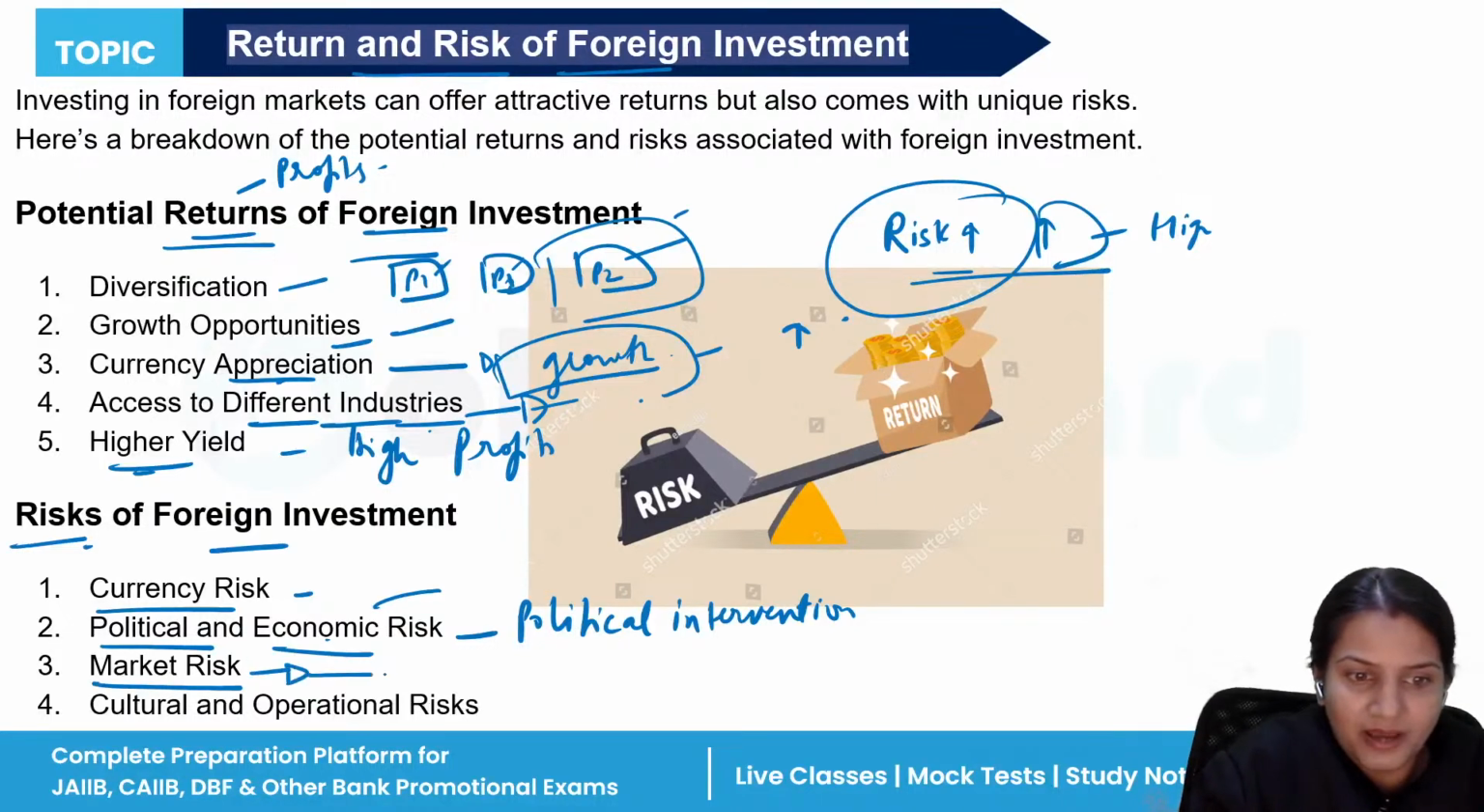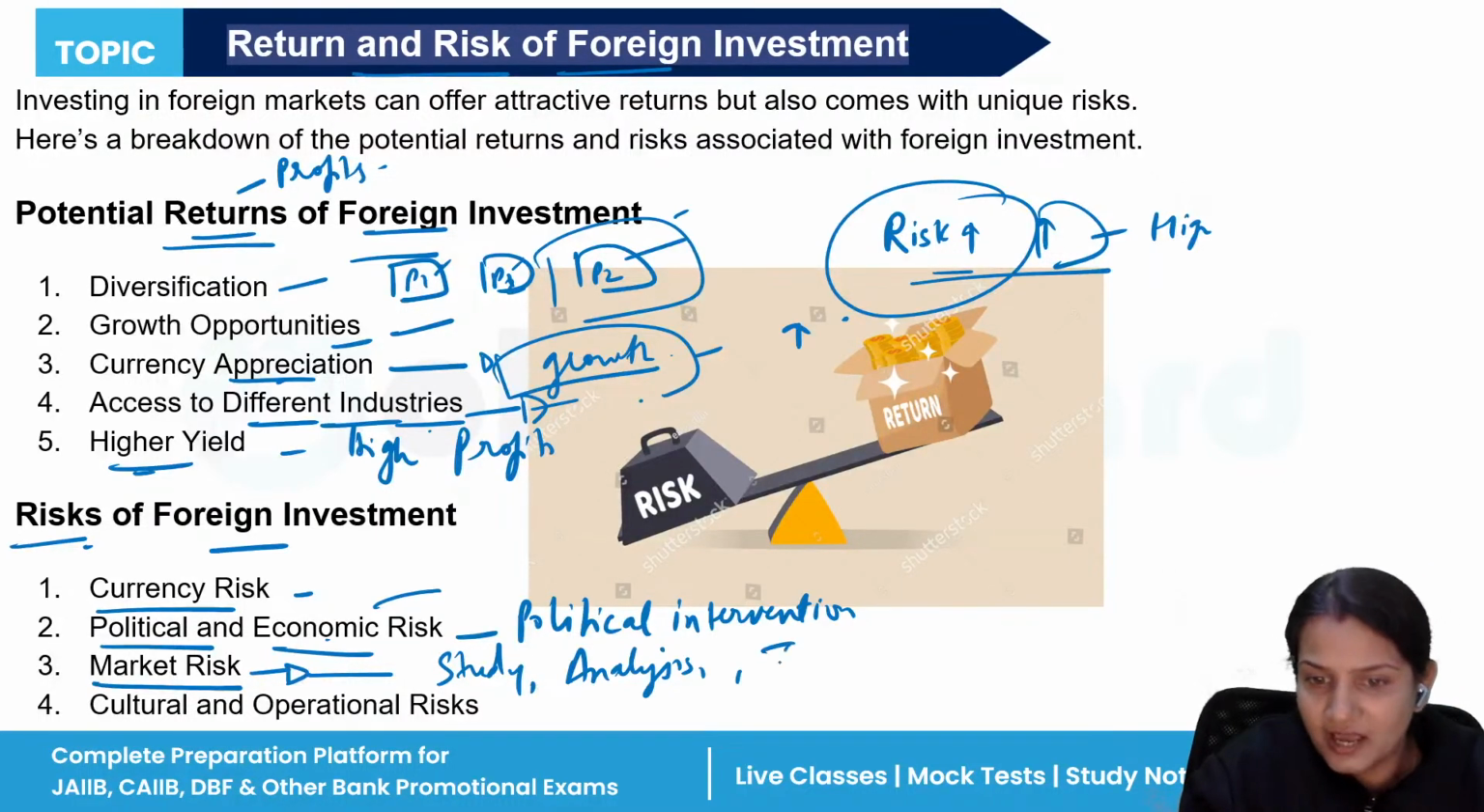Market risk. You have to study the whole market properly. You have to do the proper analysis. So for these things, you need time also. You need money also. You have to give more effort also.